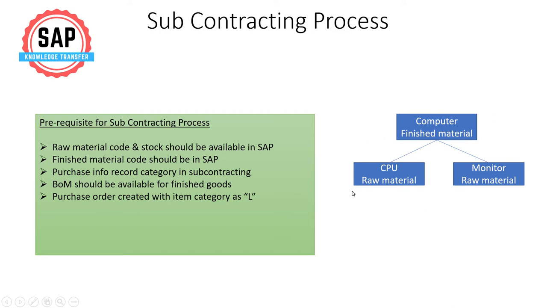Prerequisites for the subcontracting process: the raw material code and stock should be available in SAP. The finished material code should be in SAP. A purchase info record with category subcontracting. A BOM should be available for the finished goods. The purchase order is created with item category L. These are the main prerequisites for the subcontracting process. Let's see it practically.